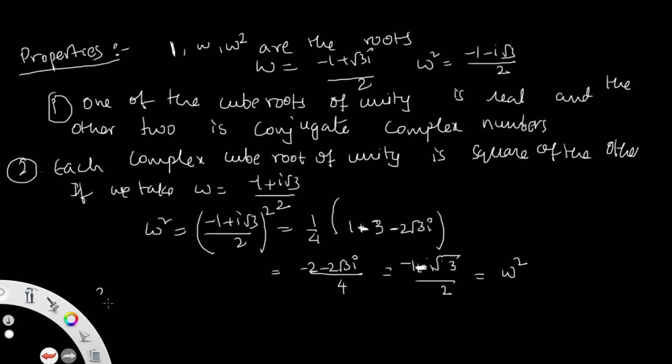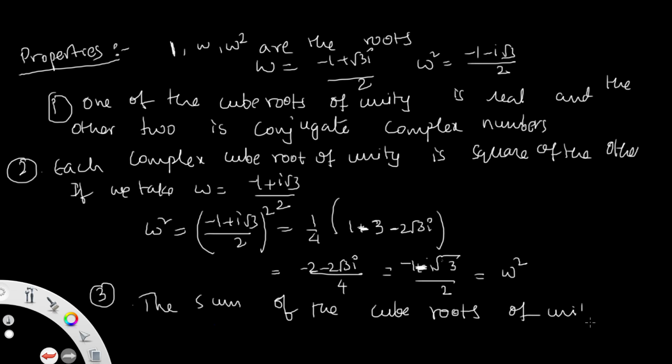Next property, most important property: the sum of the cube roots of unity is 0. Let us see what the property is. The sum of the cube roots of unity becomes 0. Just we simplify as 1, omega and omega square.